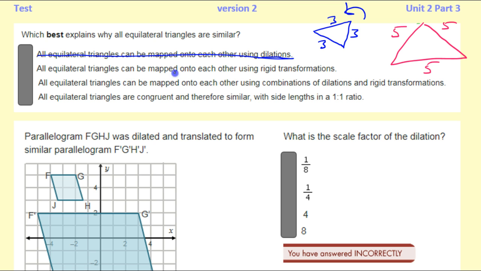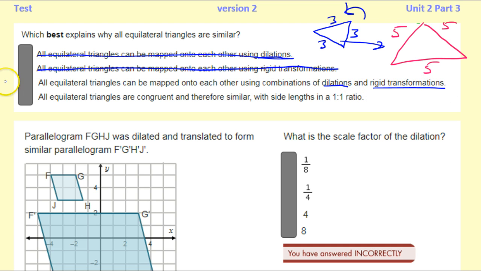All equilateral triangles can be mapped onto each other using rigid transformations. Well, rigid transformations are things like translations, where you just slide it over, or like a rotation. But that's obviously wrong, because some equilateral triangles are big and some are small. So just a rigid transformation where you're not changing the side lengths will not map, for example, this triangle onto the other triangle. That's no good. All equilateral triangles can be mapped onto each other using combinations of dilations and rigid translations.